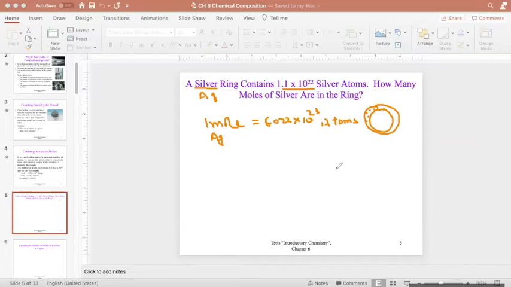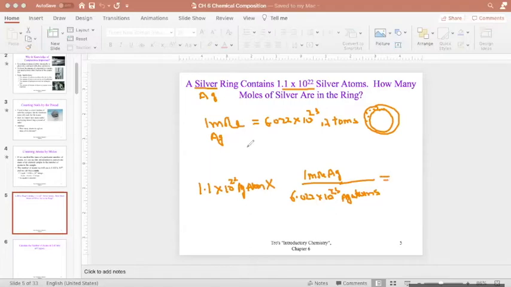We need moles, so moles has to be on the top. 1 mole of silver atoms, Ag, over 6.022 times 10 to the power 23 silver atoms, you can say Ag atoms, right? Ag is the symbol for silver. And then once you make this conversion factor, just multiply with your given number. What's your given number? How many atoms you have? 1.1 times 10 to the power 22 silver atoms, which is provided to you, right? Silver atoms.